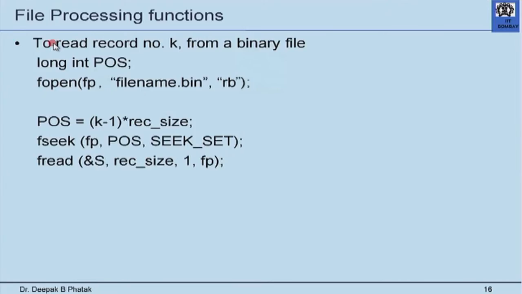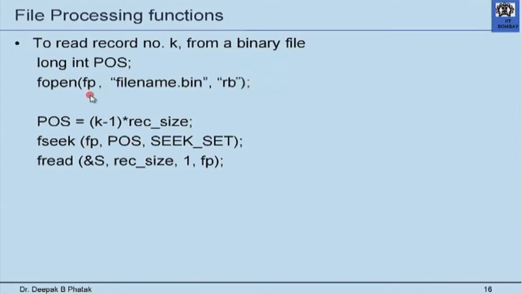In the context of this explanation, just see this small sample of a few lines written here. To read record number k from a binary file, I define long int pos. Then I open the file. I presume that I have defined the file pointer to be fp. I say fp = fopen("filename.bin", "rb"). As I told you, after opening the file, I should check whether the file indeed opened or not.